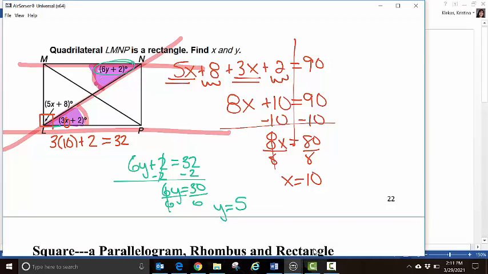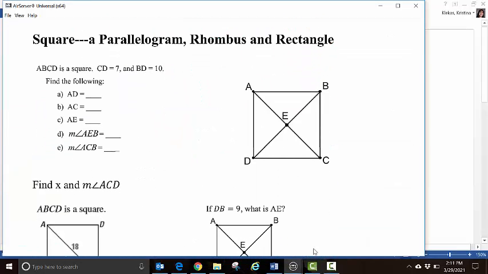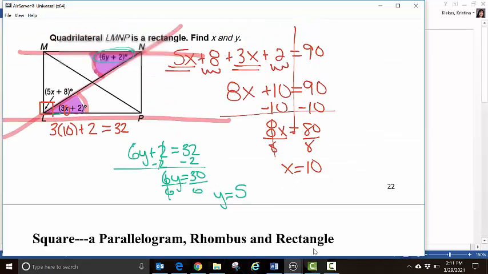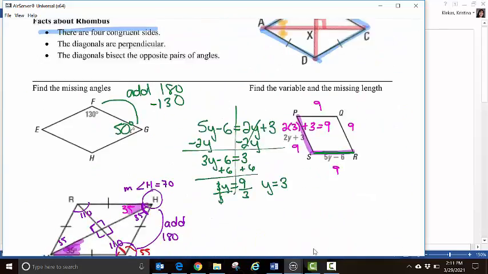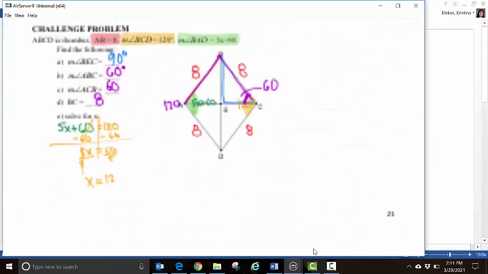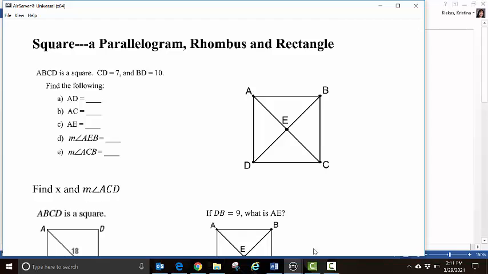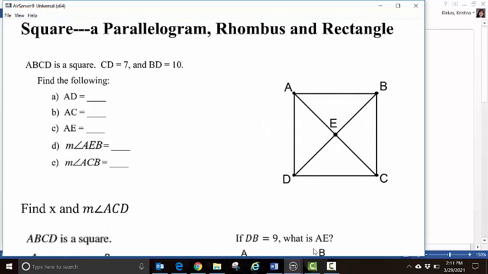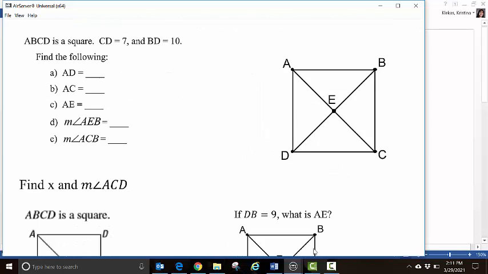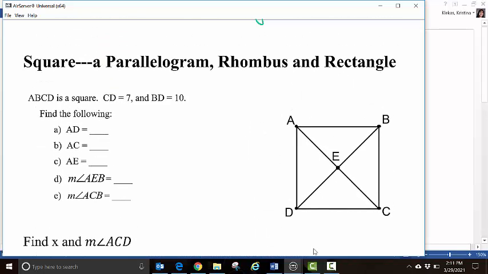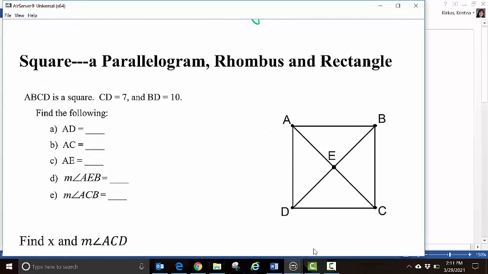So last but not least is the square. A square is like a parallelogram. It's also a rectangle and a rhombus. So all the stuff we could do here, we can do with a square. Okay, so I'm going to give you guys just a second. I want to see how much of this square you can fill in. See if you can fill in this square with a partner.